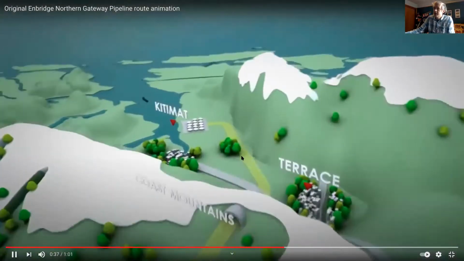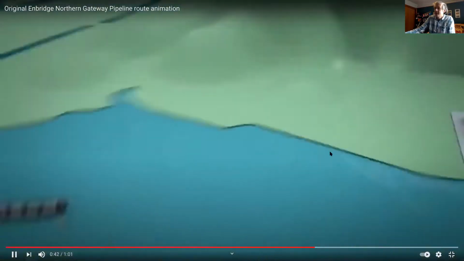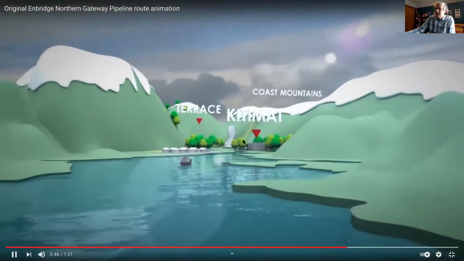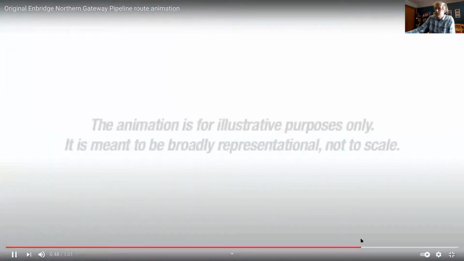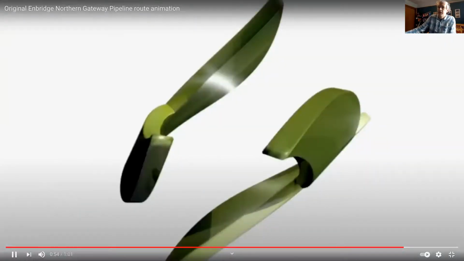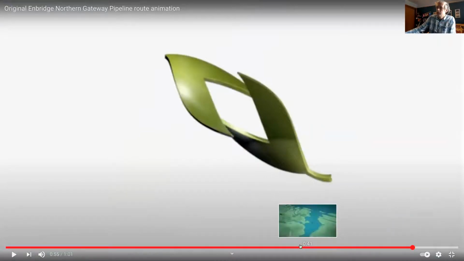And it drops down into this place called Kitimat, and from here it meets a happy little tanker and it sails out through the Douglas Channel. Okay, so here's the happy little tanker coming to collect it from the refinery, and off it goes. This is crucial. The animation is for illustrative purposes only. It is meant to be broadly representative, not to scale. That's critical because I want to draw your attention to something, just to re-highlight it.